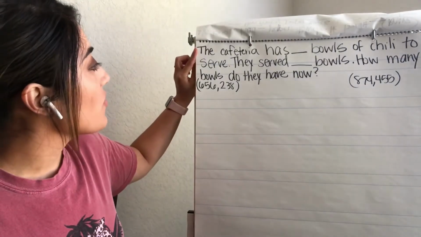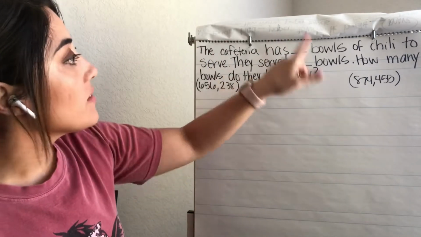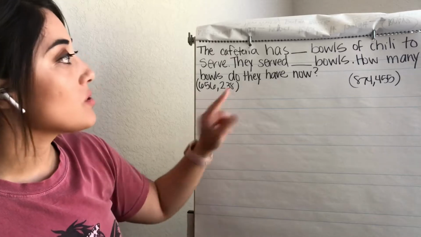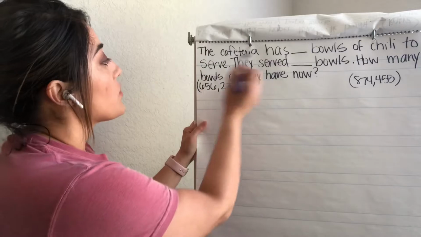Let's read it together. The cafeteria has blank bowls of chili to serve. They served blank bowls. How many bowls do they have left? So let's fill in our numbers and let's get going. All right, so we start off with our first number.